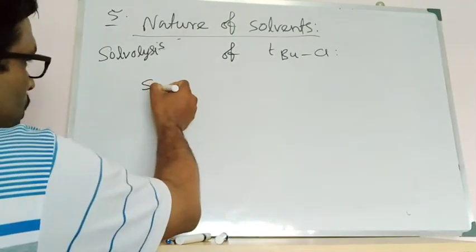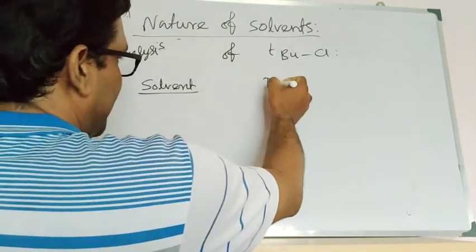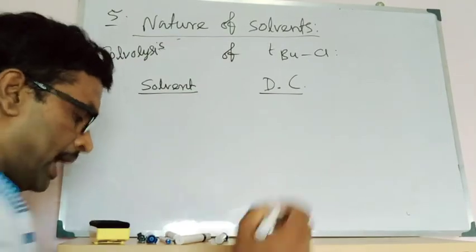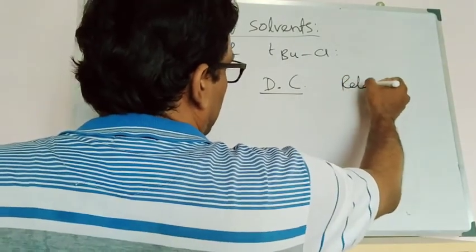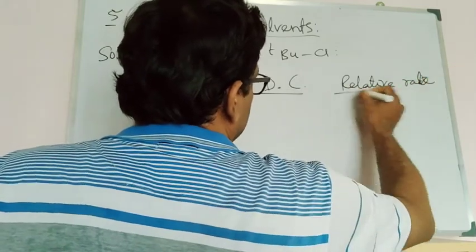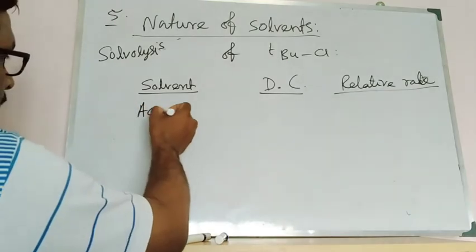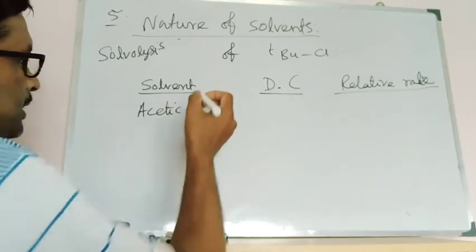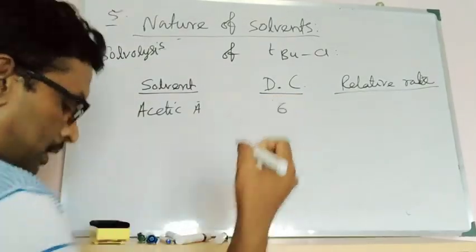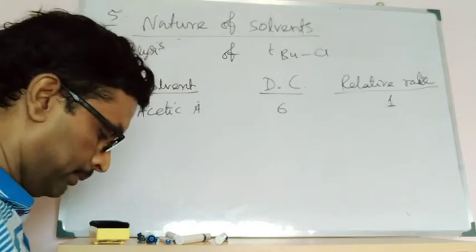So now if the solvent is this one, the dielectric constant, this means the dielectric constant of that solvent, and this one is called the relative rate. Okay, relative rate of this reaction. How the relative rate depends here. So if I take acetic acid, clearly this one is a polar protic solvent, and its dielectric constant is only 6. Let this one be 1. That is the relative rate, not the exact rate.